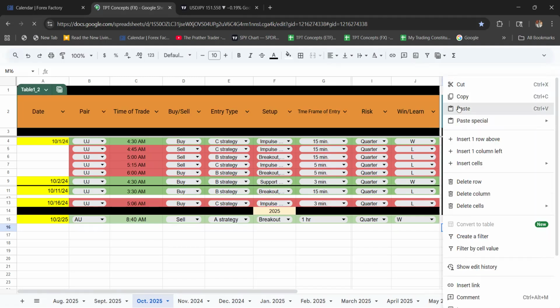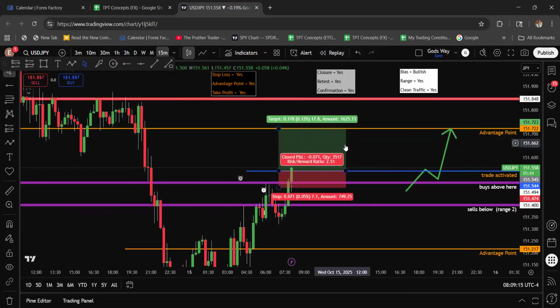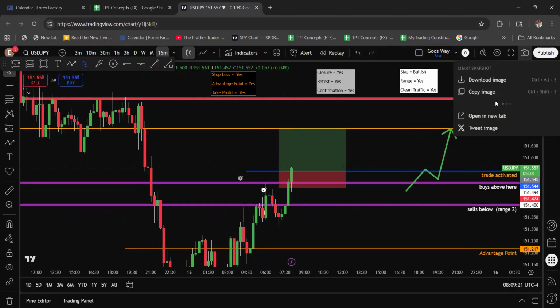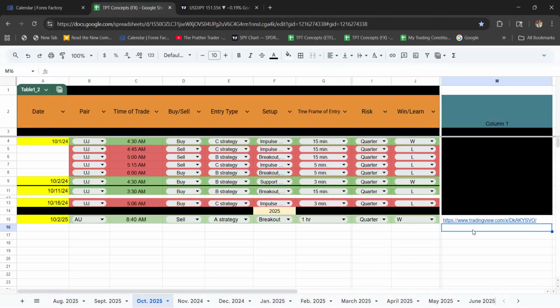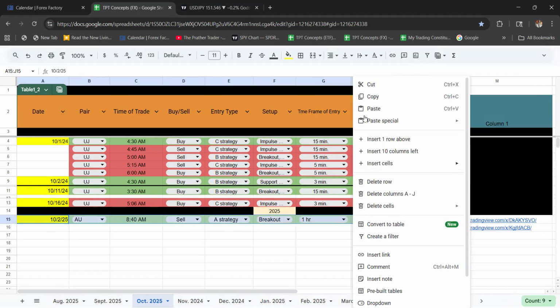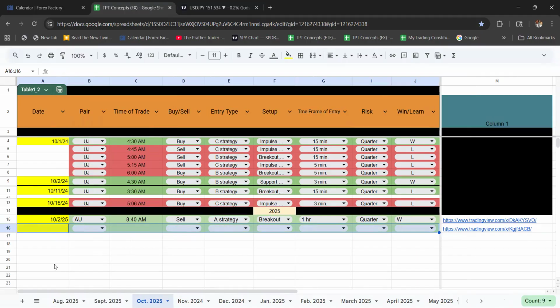My Wi-Fi be acting up sometimes. Okay, my bad. Let me go take a picture of it. Come back. Put it here. You can copy this. Paste it. Boom.